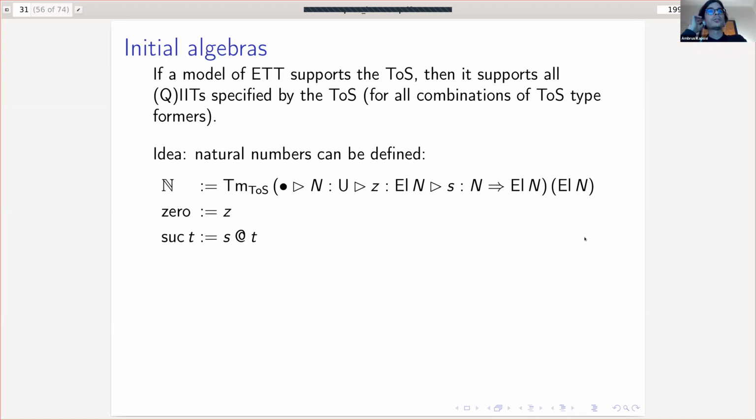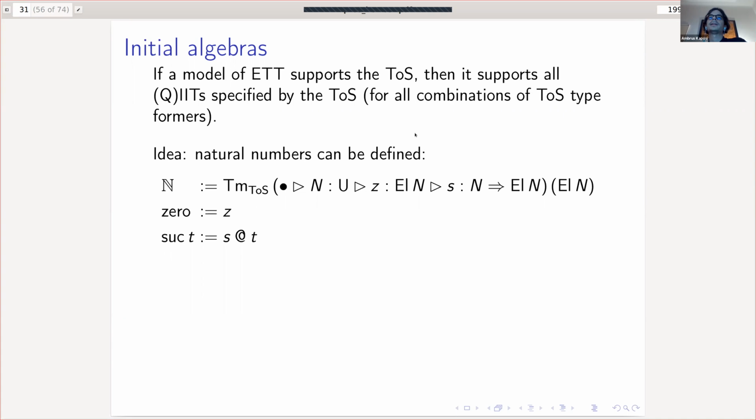Another result, again in the extensional setting: if a model of ETT supports the theory of signatures as this QIIT, then we can show that it supports all QIITs specified by that theory of signatures. So for example, if a model of ETT supports the theory of signatures with U, EL, and pi, then it supports all closed IITs.